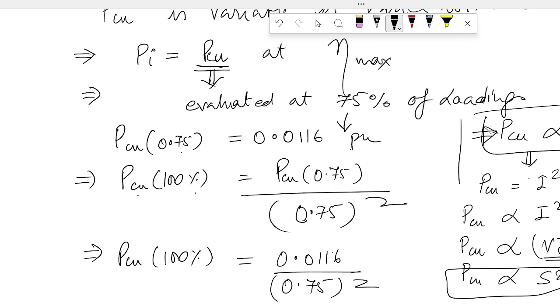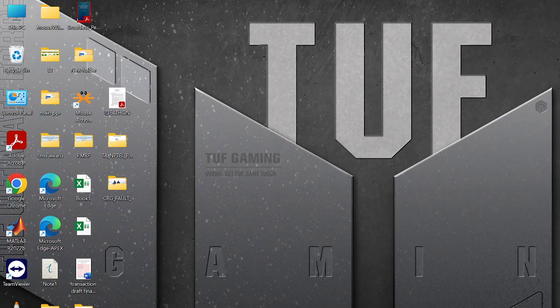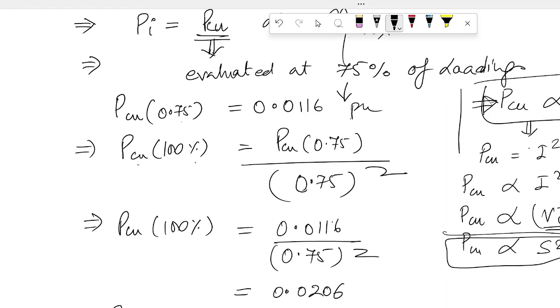What are you getting as the value of this? 0.0206. Now we have evaluated the copper loss at full load: 0.0206. Remember, this is a very important expression: copper loss is proportional to loading square, unless they have given or manipulated in the question that frequency is changing or flux is changing, etc. So we have got the copper loss at full load.